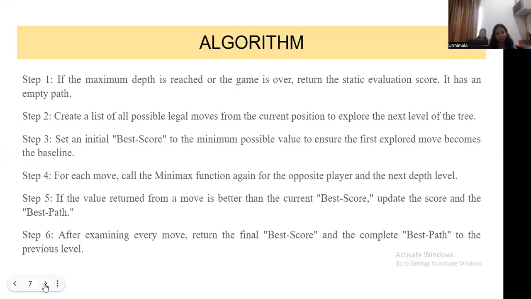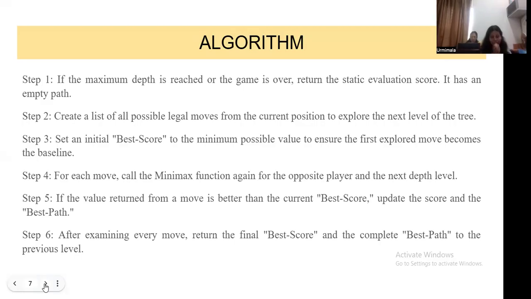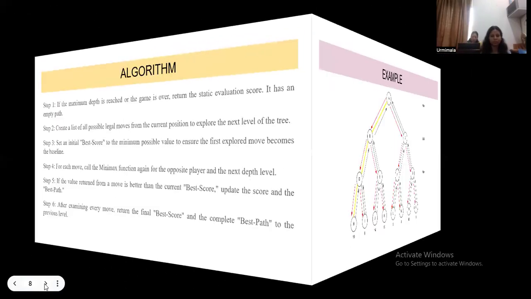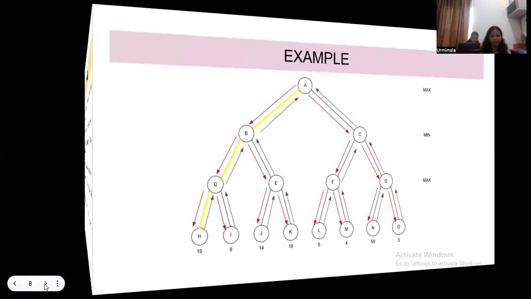For each move, call the minimax function again for the opposite player at the next depth level. Step 5. If the value returned from the move is better than the current best score, update the score and the best path. Step 6. After examining every move, return the final best score and the complete best path to the previous level. Now, keeping in mind the algorithms, we shall go through the same example and find out who really wins.